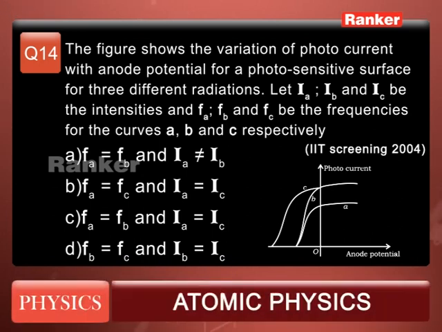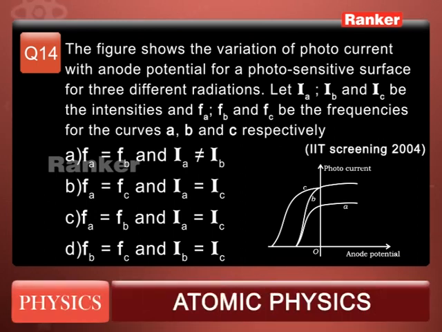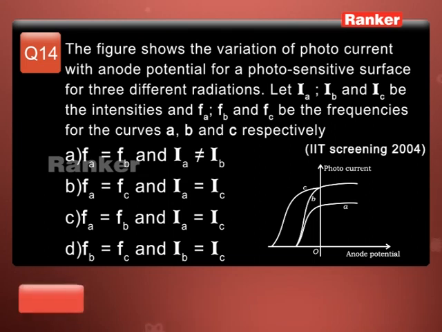Then he has given 4 options. The very first option is FA is equal to FB. That means frequencies are equal, he is talking about. And IA is not equal to IB.